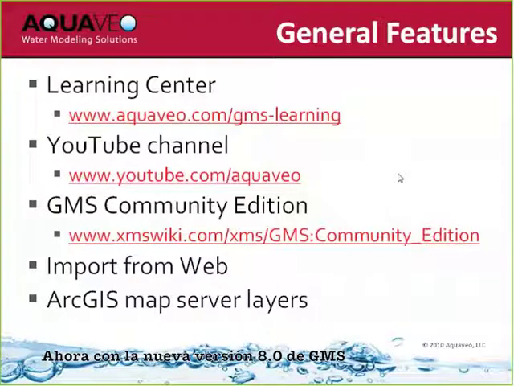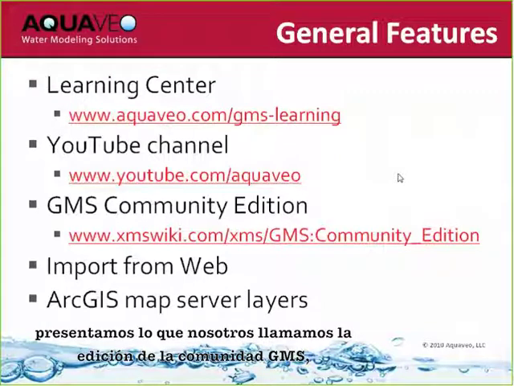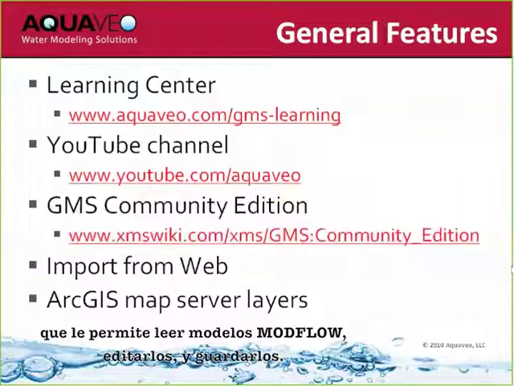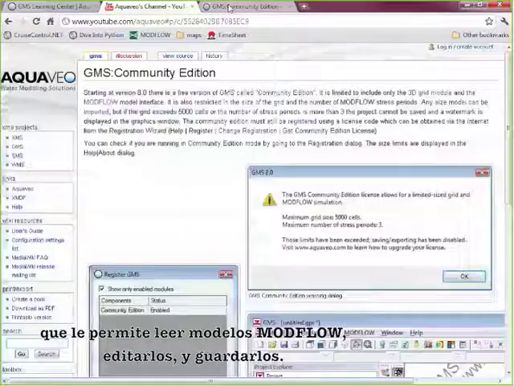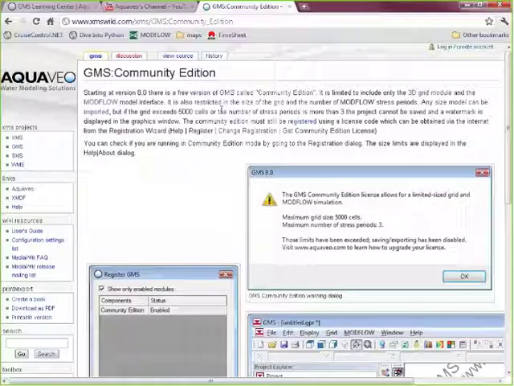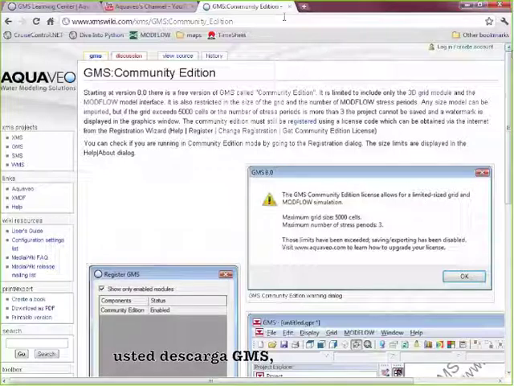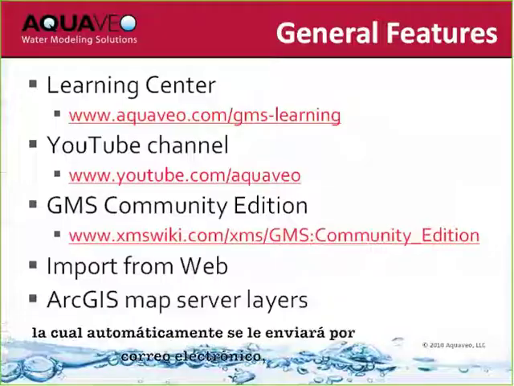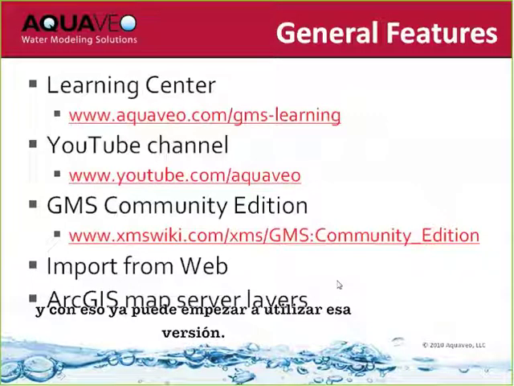Now with the new version of GMS 8.0, we introduced what's called GMS Community Edition, and this is a free version of GMS that allows you to read in MODFLOW models, edit them, and save them out. And it's free. You download GMS, you simply request a Community Edition license. It'll automatically be emailed to you, and then you can start using that version.